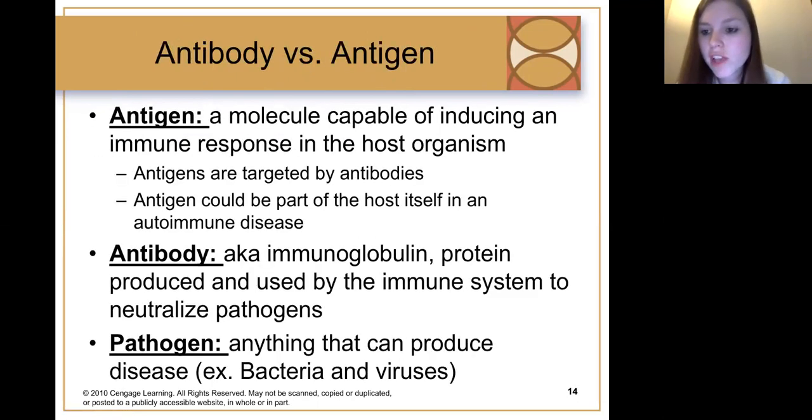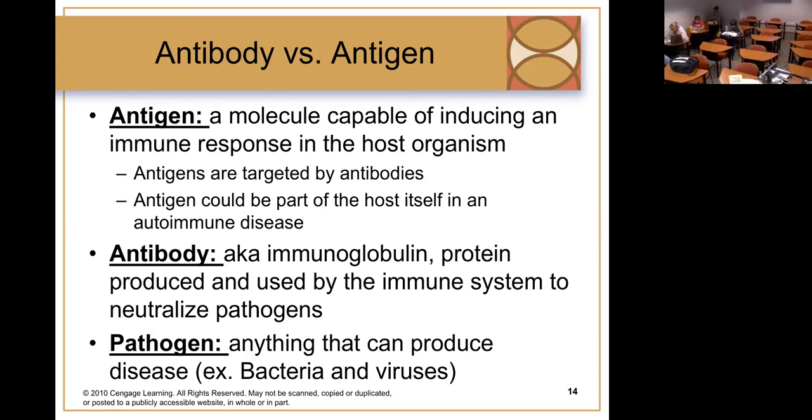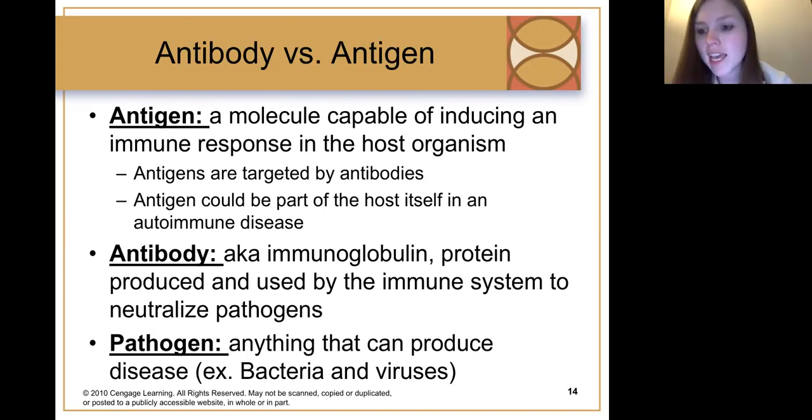Just some general immunology terms that we talked about: antibodies versus antigens, and understanding the difference between those and what each of them means. An antigen is a molecule that's capable of inducing an immune response in the host. Antigens are targeted by antibodies, so make sure you don't get antigen and antibody confused. The antigens are what's causing the immune response, and the antibodies are what target the antigens as part of the immune response to deal with that antigen.